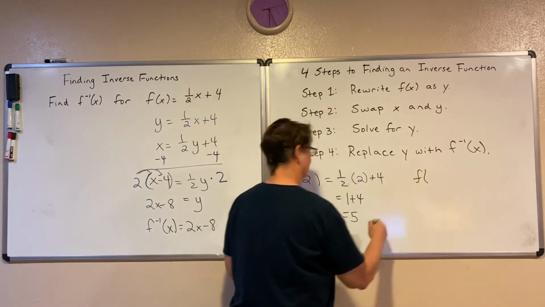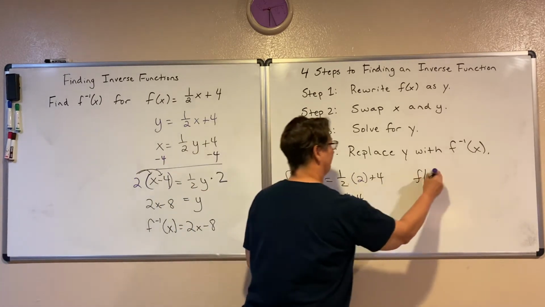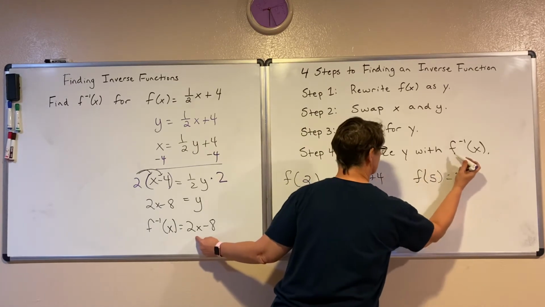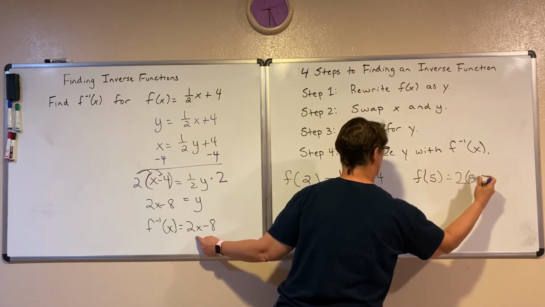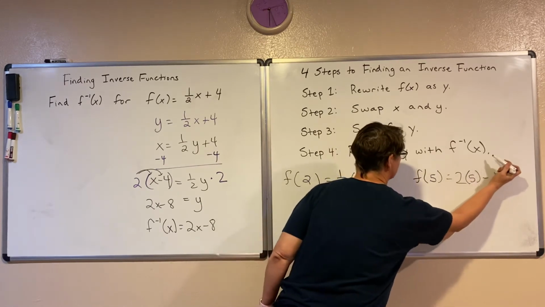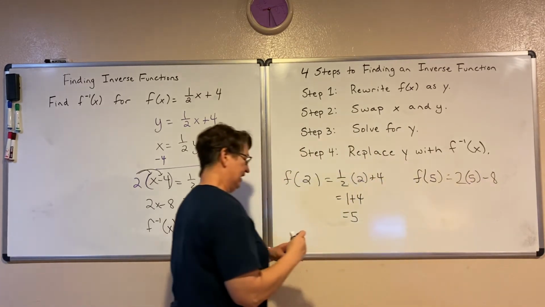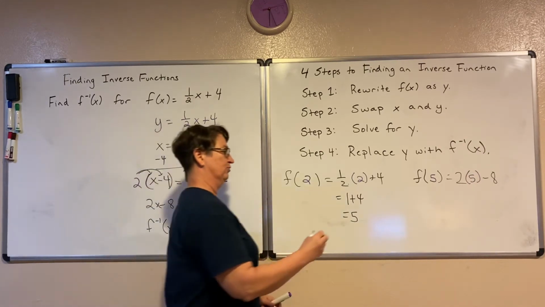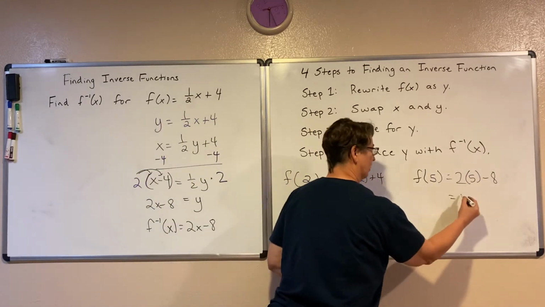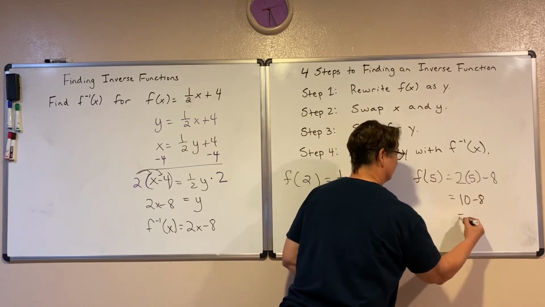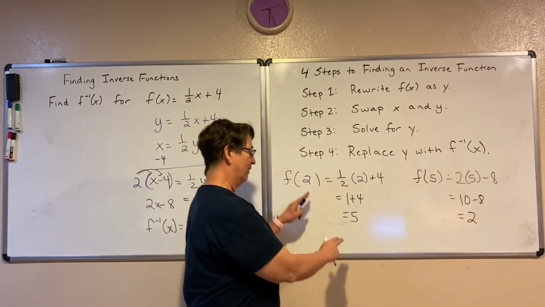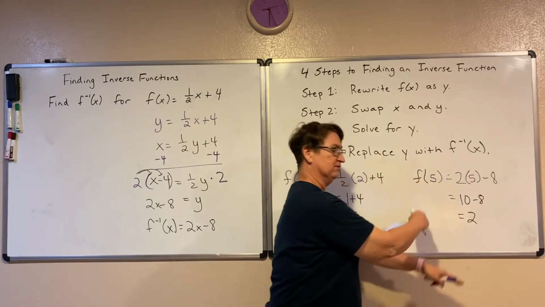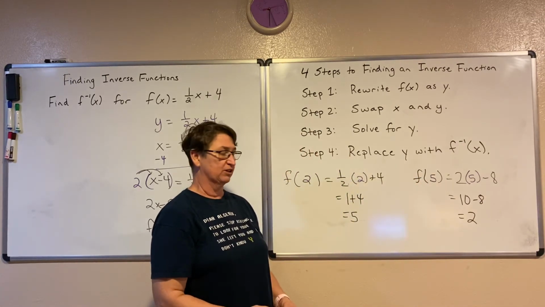So I'm going to input the 5 into my inverse function. So 2 times 5 minus 8. And if they truly are inverses, then I'm going to get out a 2. That should be my output. 2 times 5 is 10. 10 minus 8 is 2. Sure enough, my input and my output swapped places. And that's what makes an inverse an inverse.